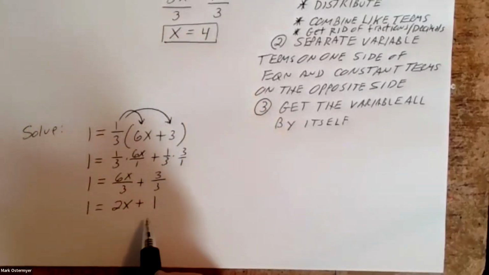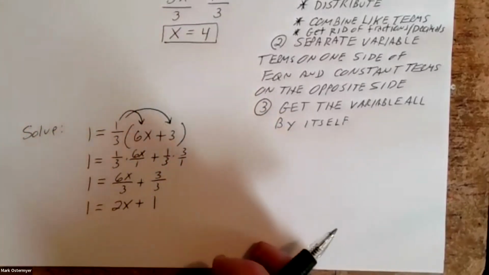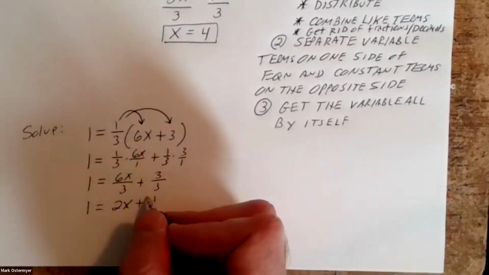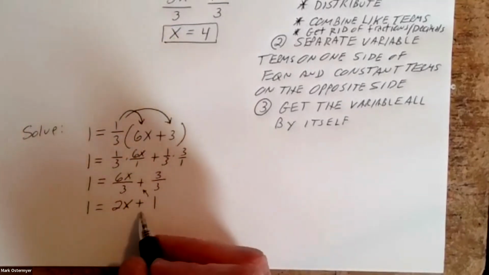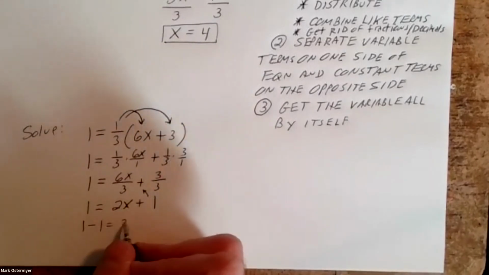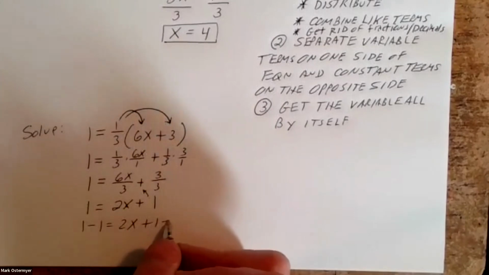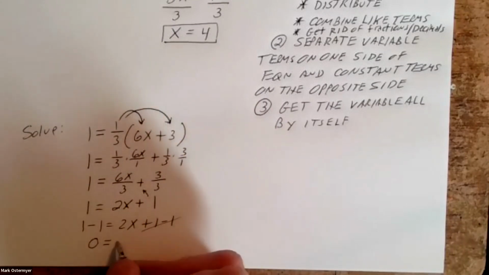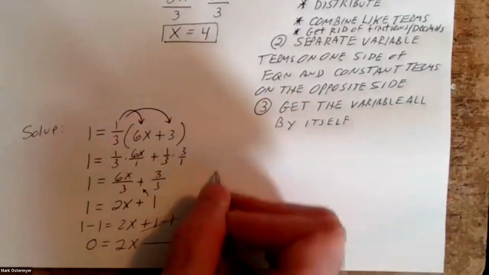Now that we've simplified the right and left side completely, it's time to separate. Get the variables on one side, constants on the opposite side. Since I have my variable x on the right side, I'm going to leave it on the right side. I'm going to move this constant 1 over to the left side. How do I move a positive 1 to the other side? I subtract 1 from both sides. The left side goes to 0. 1 minus 1 is 0. The right side, the 1's drop out, leaving you 2x.